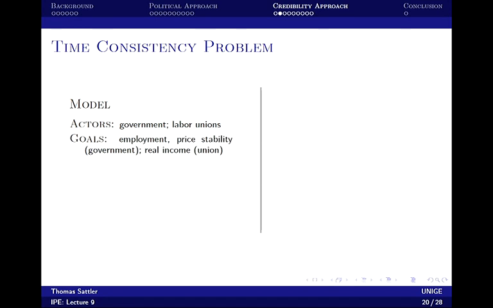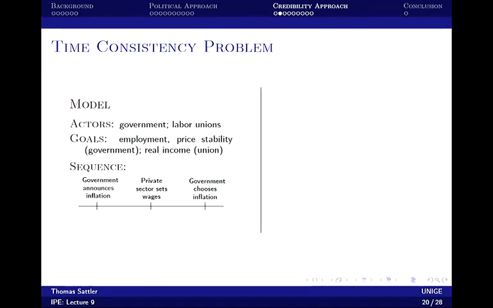So we have a government and a labor union. Government wants high employment and high price stability, and the union and workers care about real income. So how are the two related? So we are now developing a strategic situation. Why does the union care about the government? Well, the real income is what you earn adjusted by inflation. If prices are higher, you can buy less with your income. That's the problem here. So that's the situation.